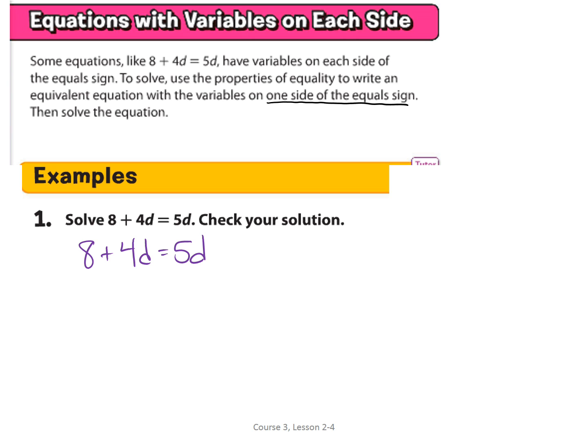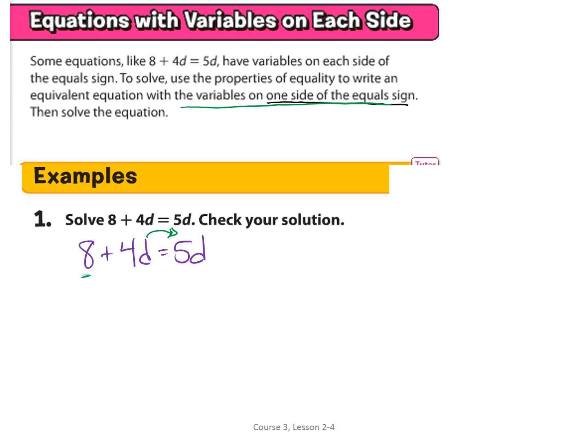And as you read in the explanation, we want the variables on one side of the equal sign. So pretty much we're combining like terms. I see 4d and 5d, and I'm going to move the 4d over to the right hand side. It's going to make it easier. Not only is 4d less than 5d, but my constant 8 is on the left hand side, so I don't want to move the 5d over to the left. You can still do it, but it's going to be very confusing.